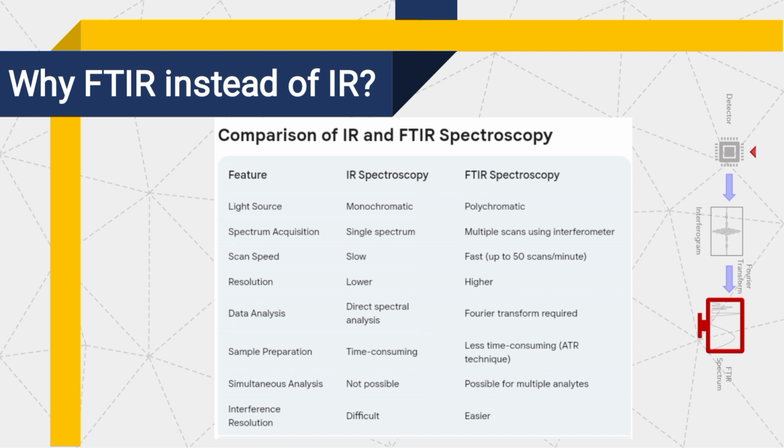Now let's see why FTIR is more preferable than IR. Number one is light source. In IR spectroscopy, the light source is monochromatic, while in FTIR it is polychromatic. It can deal with the polychromatic lights.